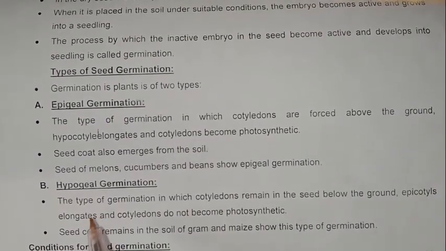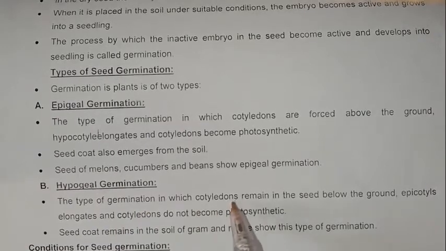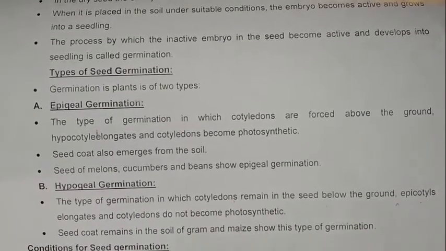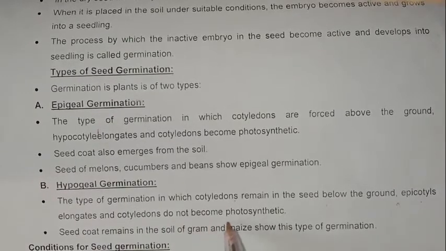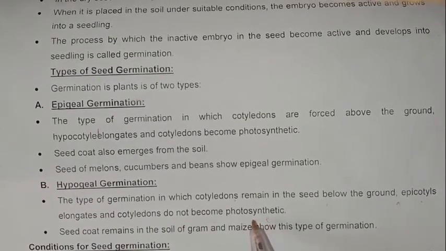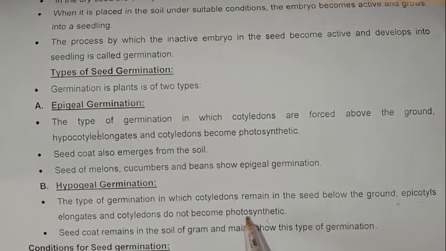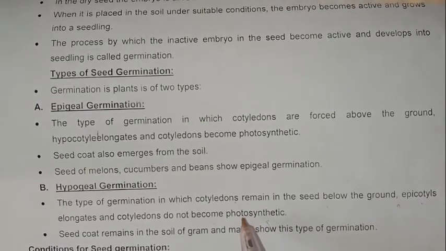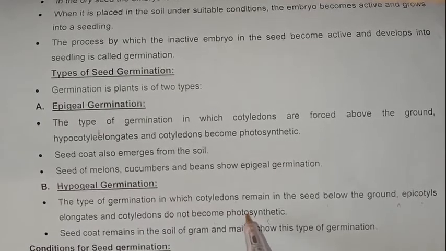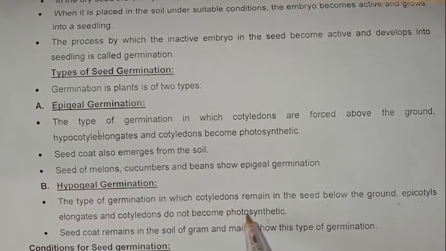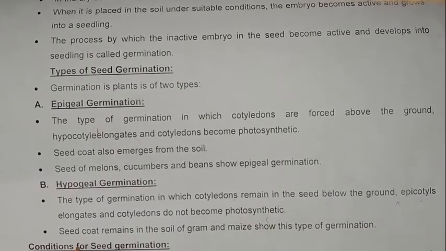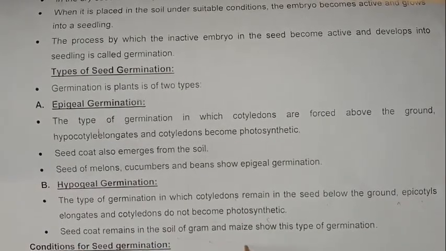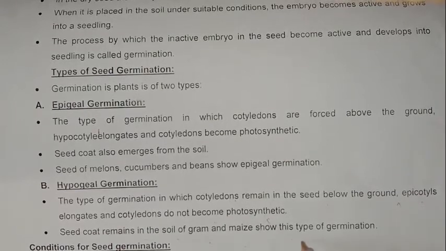Hypogeal germination: the type of germination in which the cotyledons remain in the seed below the ground. The epicotyl elongates and the cotyledons do not become photosynthetic. Non-photosynthetic means that they remain inside the soil during germination, and leaves do not develop from the cotyledons, so they remain non-photosynthetic. The seed coat remains in the soil.